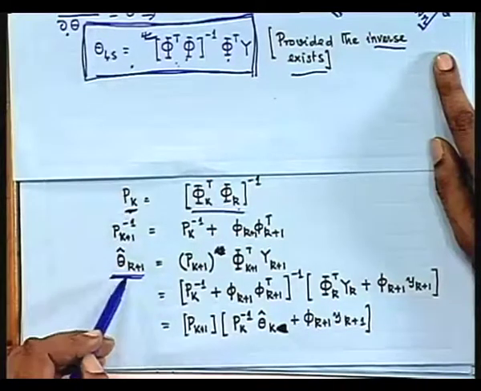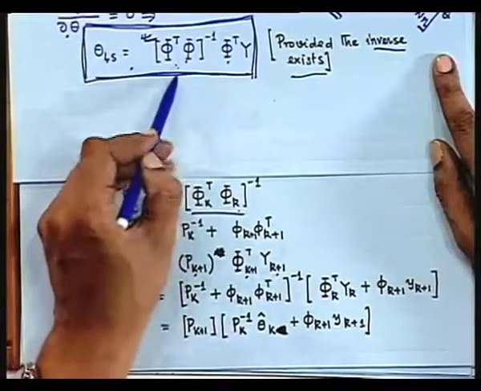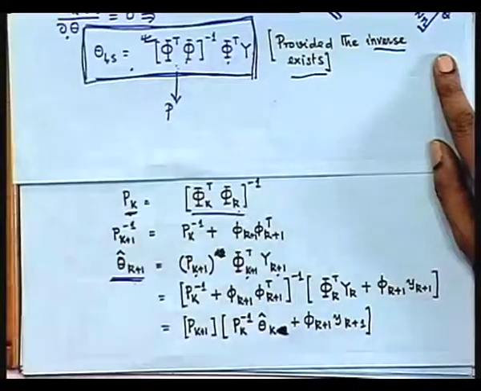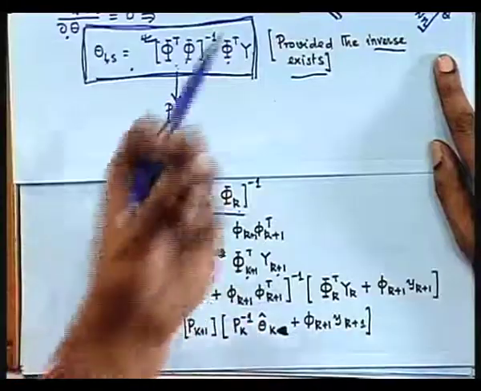So obviously, what is my theta k plus 1? It is P_{k+1}, phi transpose k plus 1, y_{k+1}. This is P_k. This is P. So P phi transpose y. Now I am simply writing it in terms of the previous ones and the new data points that I have got. I have to express that. So that's just manipulation. This is the simplest possible derivation I got.